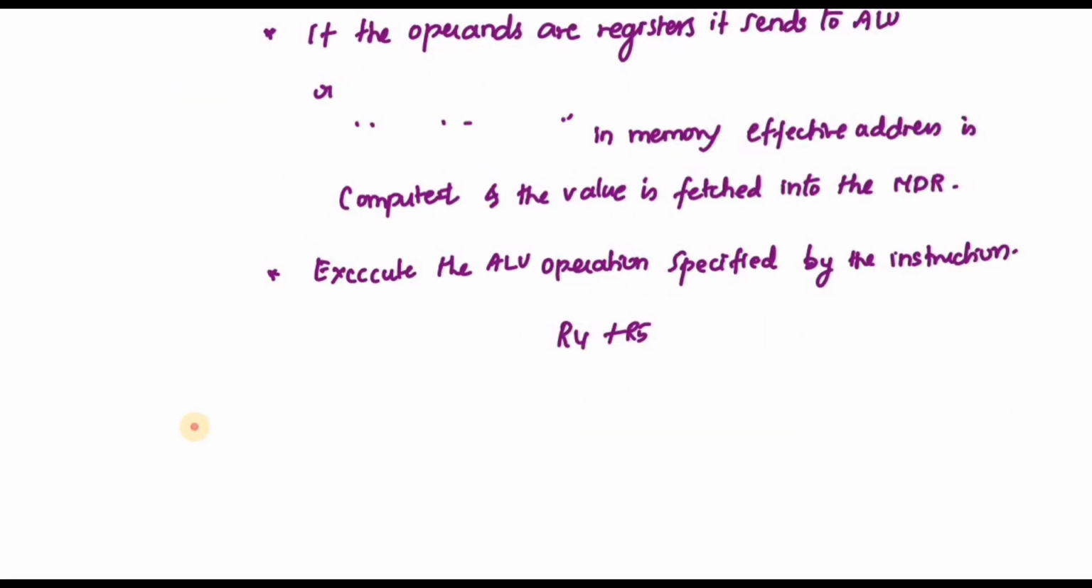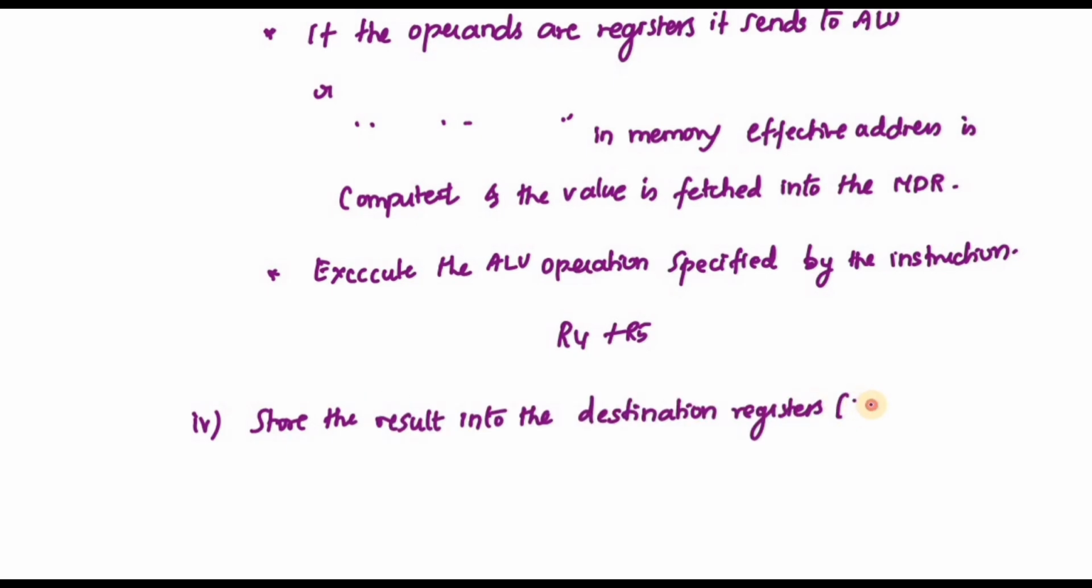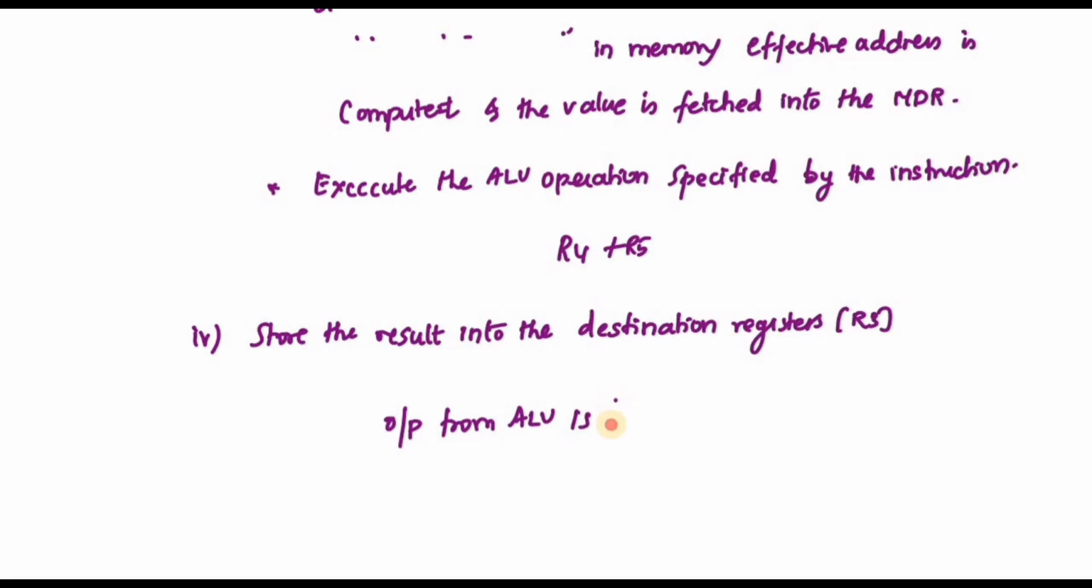The fourth step is to store the result into the destination register. Here it is R3. The output from the arithmetic logic unit is transferred to the destination register. So what will be the last step? The last step is to update the status flags based on the result. Suppose if zero is set, the zero flag has to be changed. If carry is set, the carry flag has to be changed.